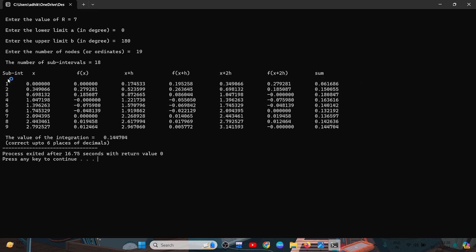And for the next new subinterval, the second subinterval, x2 x3 and x4, this sum is the previous sum plus the sum for this interval. So this column represents the cumulative sum from the previous sum. So ultimately we get 18 subintervals. We revise the subintervals from x0 to x2, x2 to x4, and so on, and the required sum is 0.144704, correct up to 6 decimal places. Thank you for watching this video.